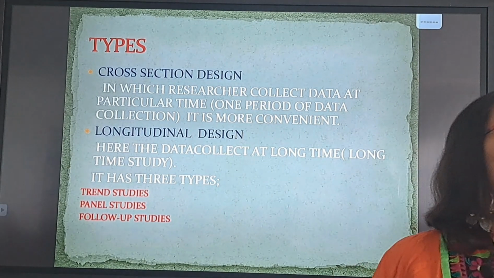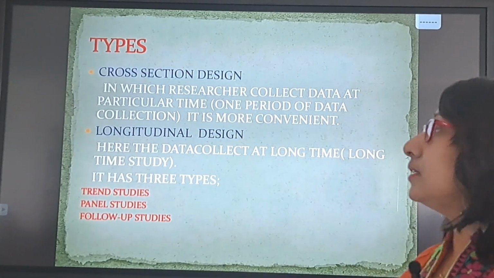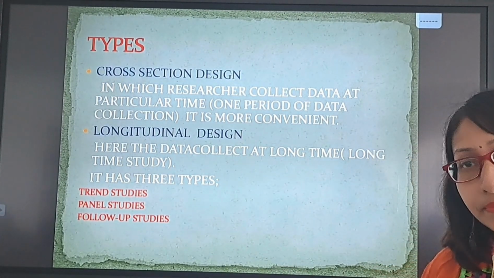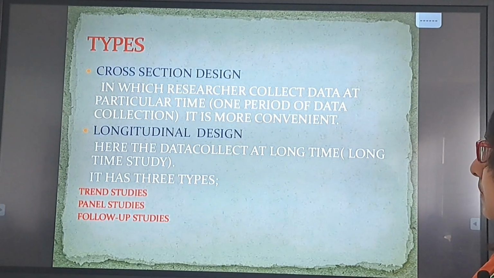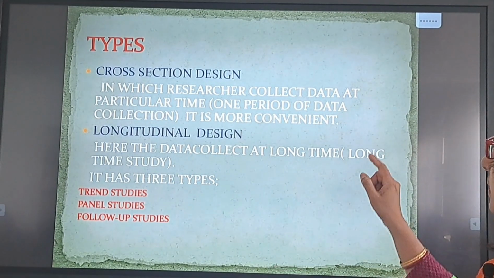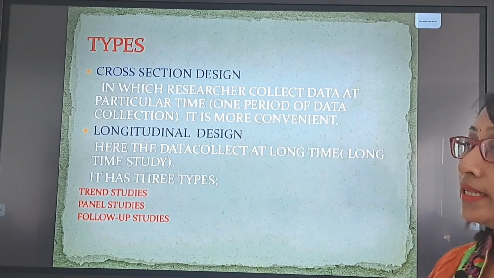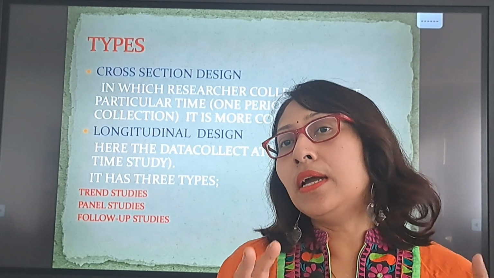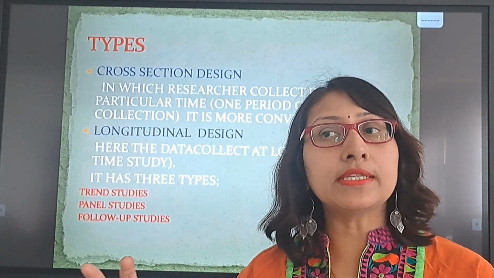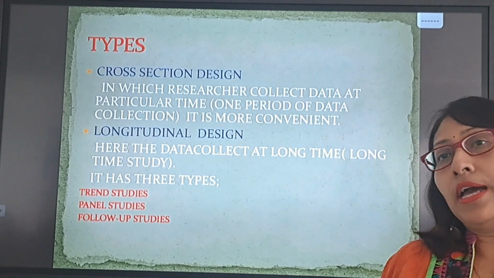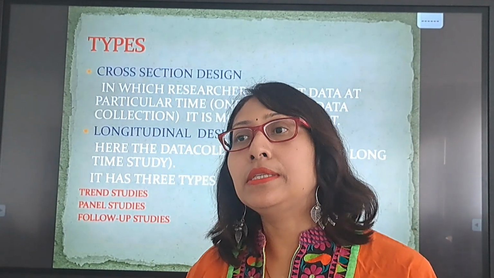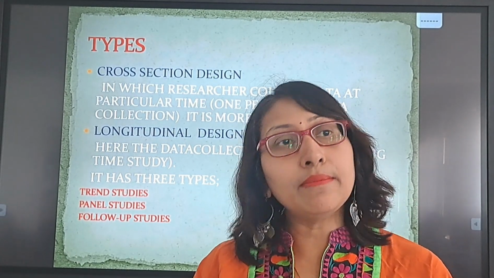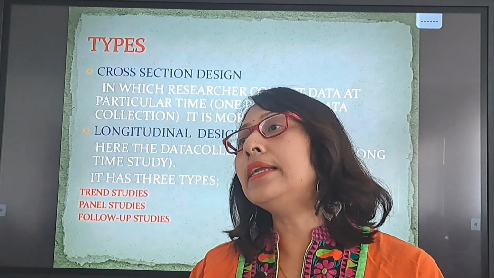So what are those? The first one is the cross-sectional design. Cross-sectional design means what? You are collecting the data at a specific interval of time, okay, and one period of data collection takes place at one particular time. Okay, you are having different samples. For example, I'll tell you, you want to identify the sleeping pattern disturbances of mothers who are at a gestational age of 3 months, 6 months, and 9 months.